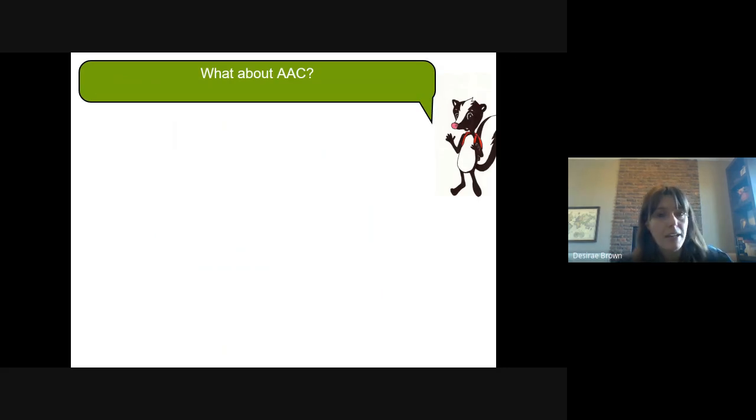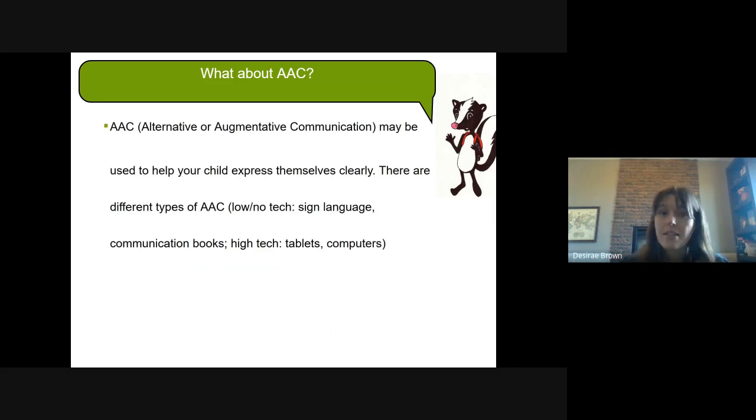So along with that, I'm also going to talk a little bit about AAC, and this is, again, visuals, but that are more for communicating. AAC stands for Alternative or Augmentative Communication. It can be used to help your child express themselves clearly. So whether they're using words, but they have a lot of speech difficulties and it's hard to understand their words clearly, then they might use AAC to augment what they say, or they might use it as an alternative or instead of words.